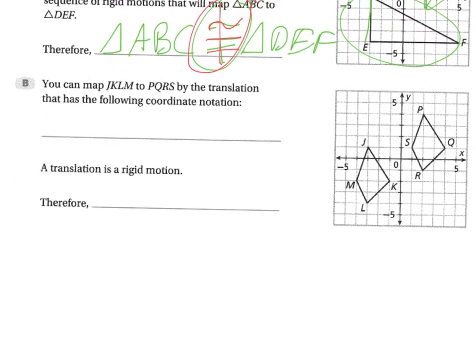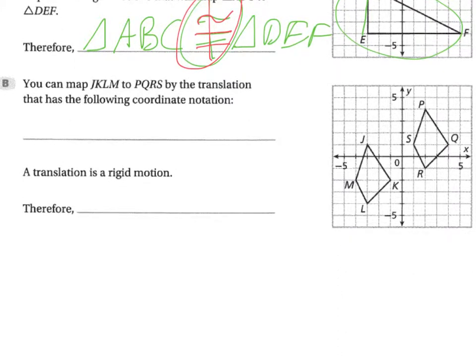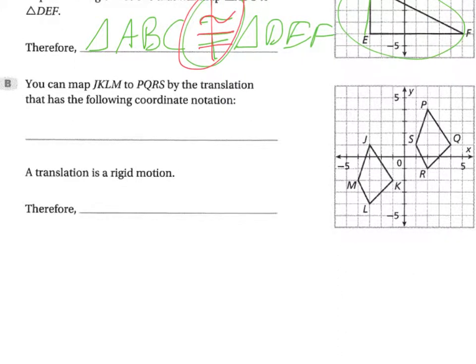Okay, and now we have another example. We have this shape, and you'll notice that they are congruent to each other. Notice they put 4 letters. It's a 4-sided figure, so we have 4 corners or 4 vertices. So we use 4 letters. By the translation, it has the following coordinate notation. Now, coordinate notation is when we're talking about this right here, the vector. Basically, what is happening to J to get to P, this new place?